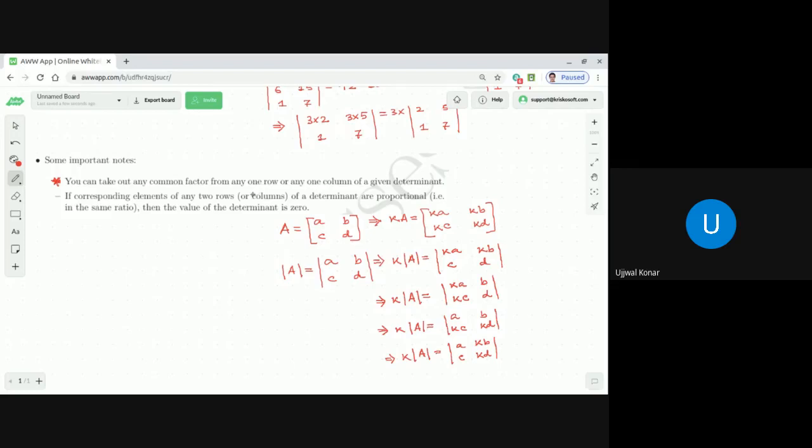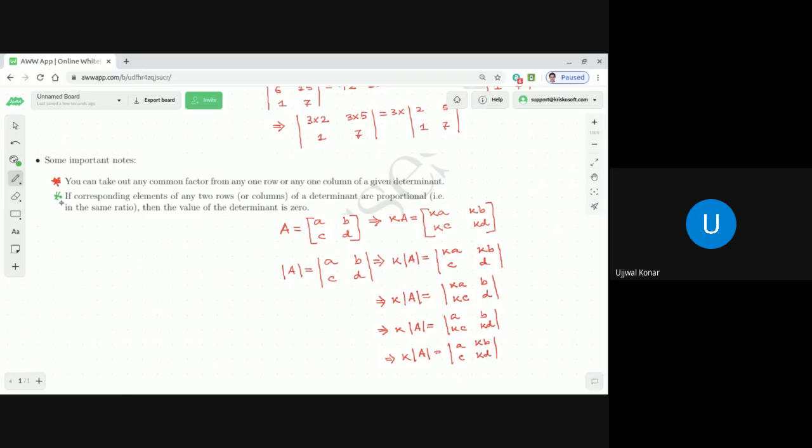And the second statement is also very important. If corresponding elements of any two rows of a determinant are proportional, that is, in the same ratio, then the value of the determinant is 0. I want to spend some time on this, and let me use a different color to explain. This is actually an application of one of the properties of a determinant, along with whatever we just learned, that we can take out any common factor from any one row or any one column of a given determinant.